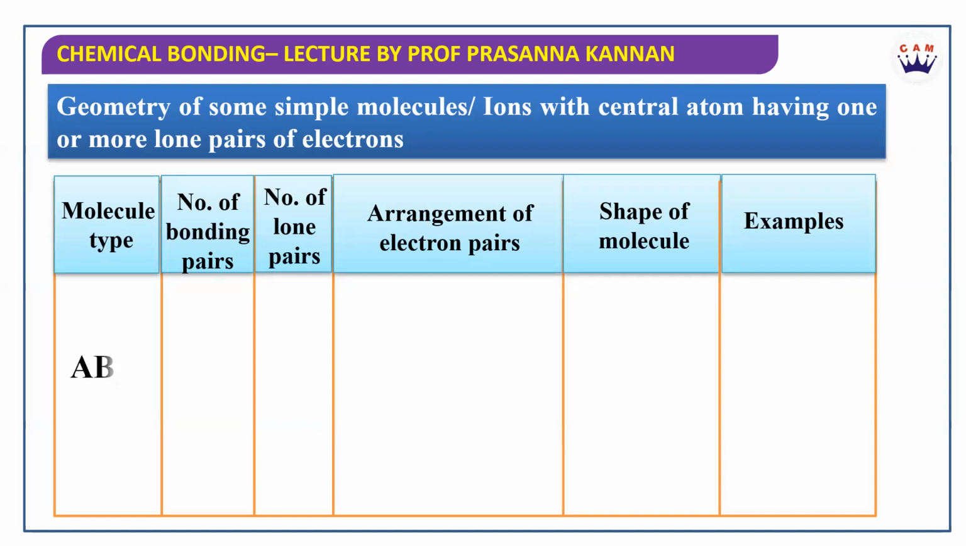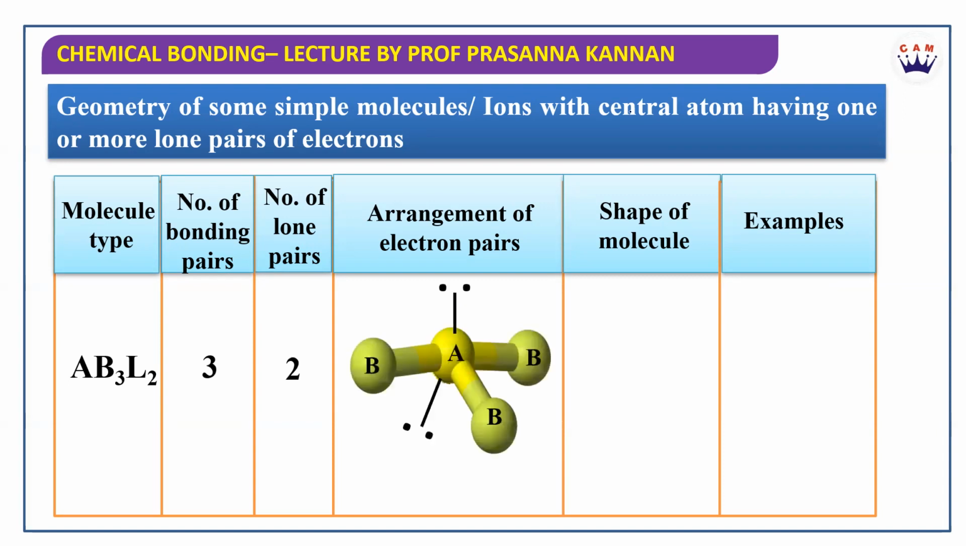Okay, now next. Next, what are we looking at? AB3L2. 3, 2. So what is it? 3 bond pairs and 2 lone pairs. Very good, very good. Correct. So this is going to be the structure, guys. Alright? 3 bond pairs and 2 lone pairs. So it's trigonal bipyramidal. Like PCl5. PCl5, correct?